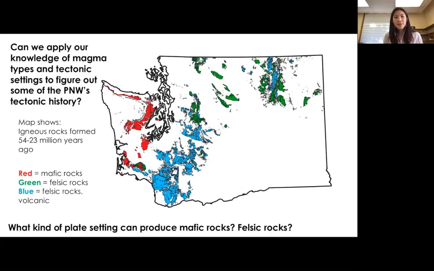All right, so what we have here in this map are all of the igneous rocks that formed about 54 to 23 million years ago. In red, we have rocks that are mafic. Green and blue are felsic rocks. The blue are volcanic, so that means they erupted on the surface, whereas the green are plutonic, so they formed from a cooling magma chamber below the surface. So what kind of plate setting could produce these mafic rocks? And what kind of setting would produce these felsic rocks? Think about that for a second. And when you have an answer, move on in the video.